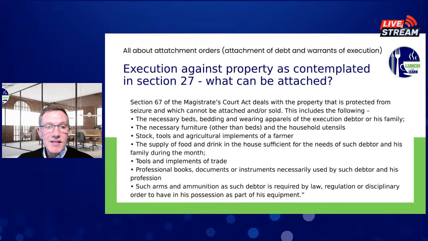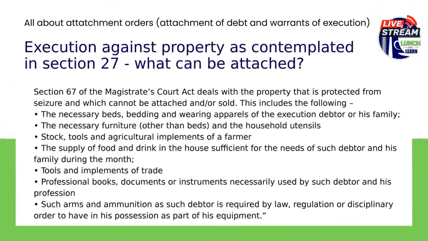So if one looks at Section 67 of the Magistrate Court Act, that deals with property that is protected from attachment and cannot be sold by execution. And those types of property include the following. So bear in mind that if the respondent lives in a little shack and does not have a lot of worldly possessions, certain things will not be attached, as they are protected from seizure and cannot be sold by public auction. And these include necessary beds, bedding, and wearing apparel of the execution debtor or his family.